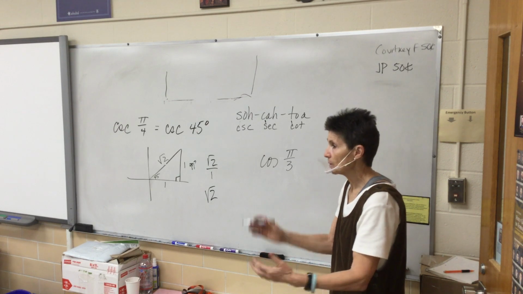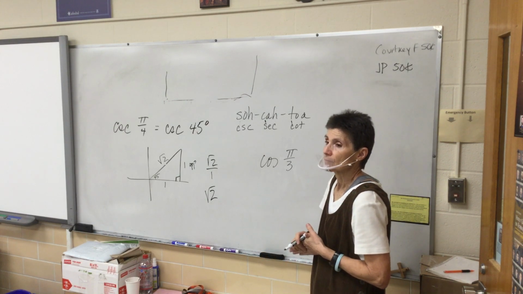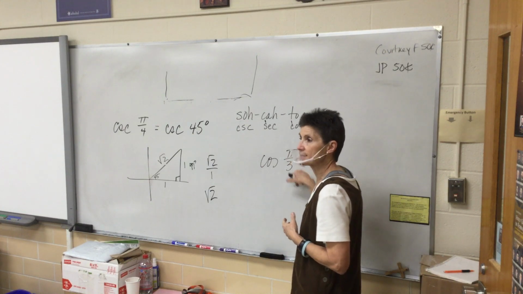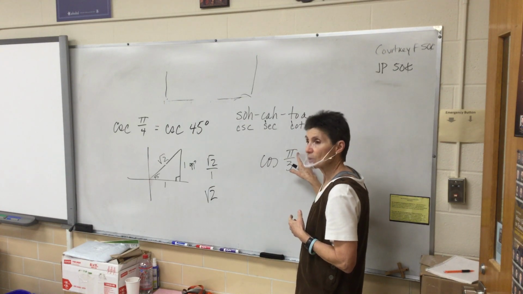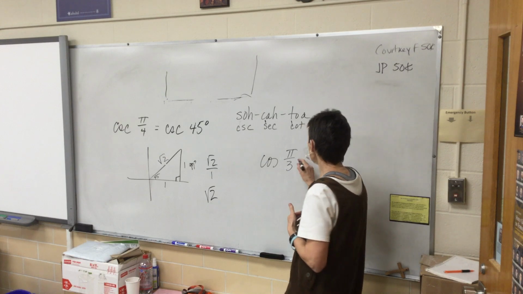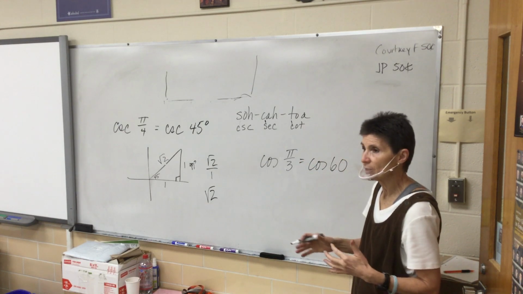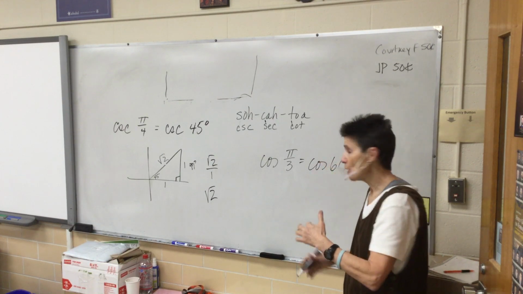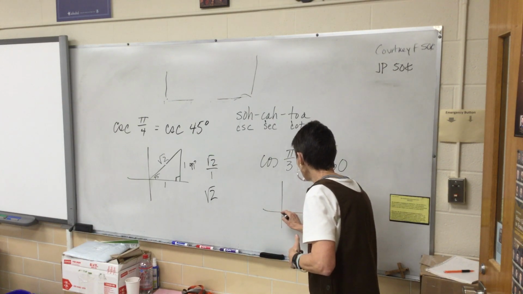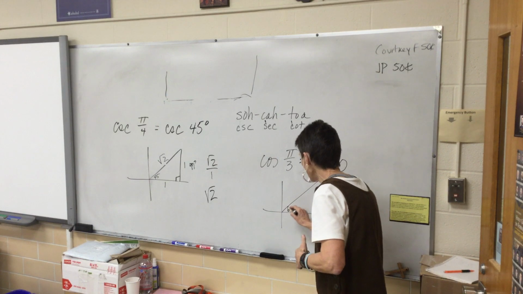Cosine of pi over 3. All right, same thing. What do we do first? We got to figure out how many degrees this is. So that's right. So pi is 180 divided by 3. So this is the cosine of 60. 60 is not the answer. I just now know what angle to draw, right? I'm going to draw a 60-degree angle.